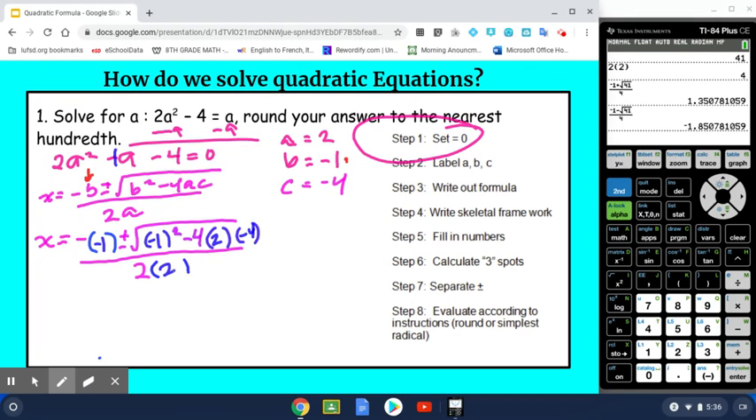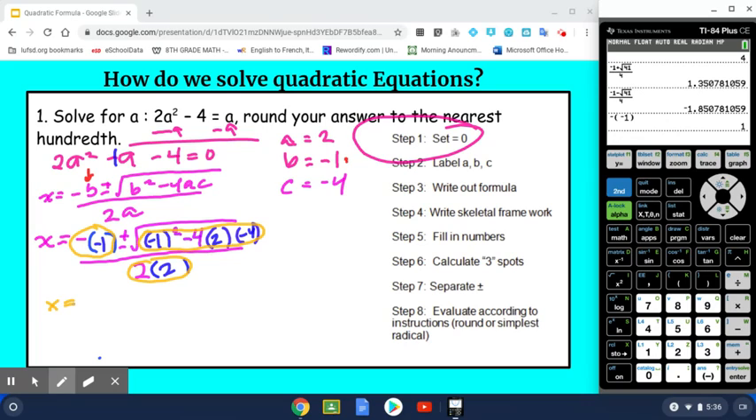Okay? Now we have to calculate the 3 spots. The 3 spots are, I'll circle it in yellow, this guy here, under the radical, and in the denominator. So I'm going to write x equals, and in my calculator, I'm going to now do the first spot, which is negative, parenthesis, negative 1, close it, enter, and you get 1. So I'm going to put that there.